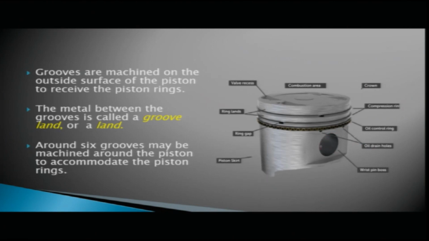This is the place which is called the pin boss area where you have the piston pin. This side area is called the piston skirt. Between the piston rings you have the ring gap also. The area between the ring grooves is called the ring land. You can see this is your ring land.